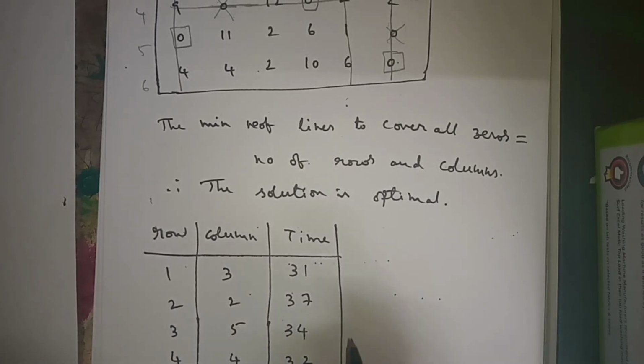How much if you add all? Total assignments is equal to 166 hours.